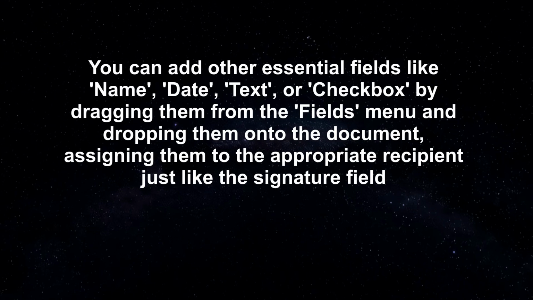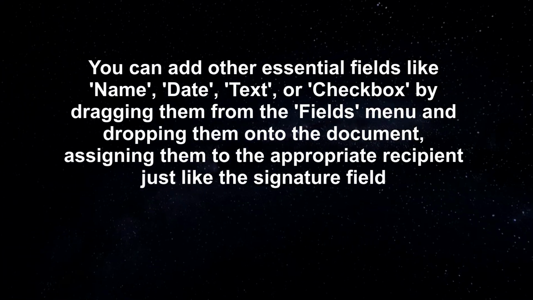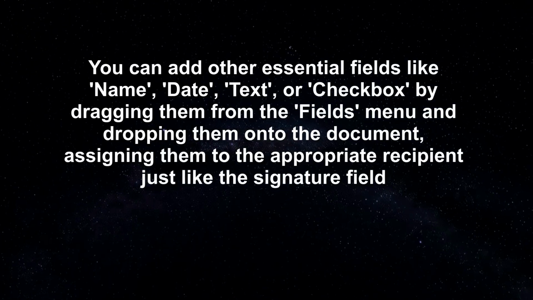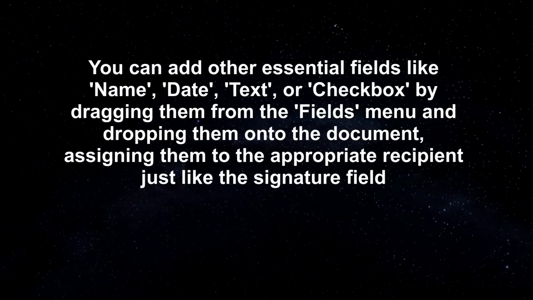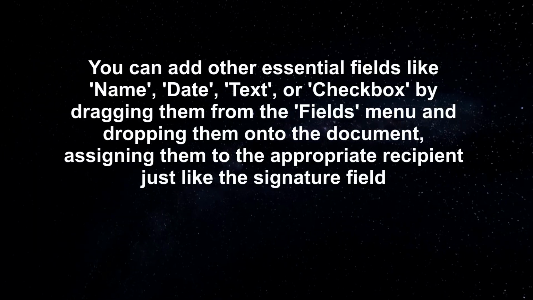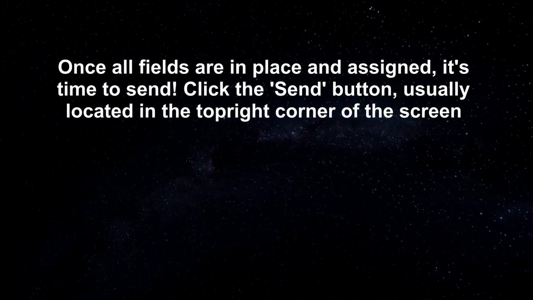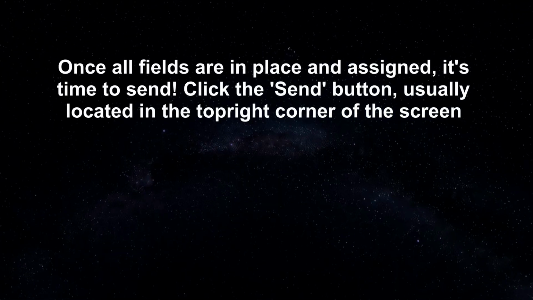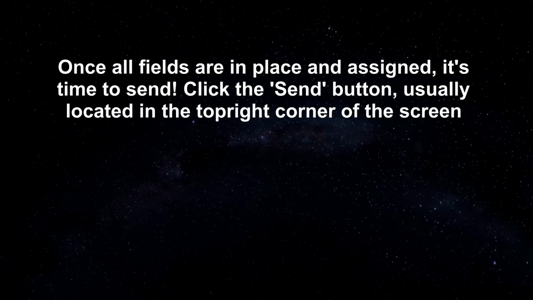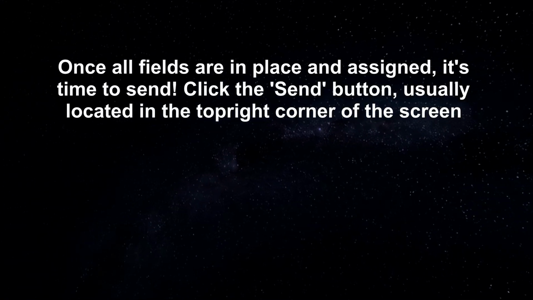You can add other essential fields like name, date, text, or checkbox by dragging them from the Fields menu and dropping them onto the document, assigning them to the appropriate recipient just like the signature field. Once all fields are in place and assigned, it's time to send. Click the Send button, usually located in the top right corner of the screen.